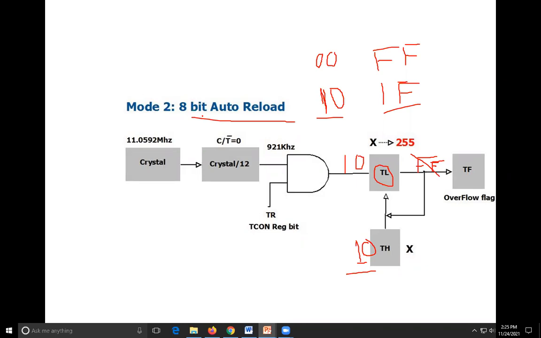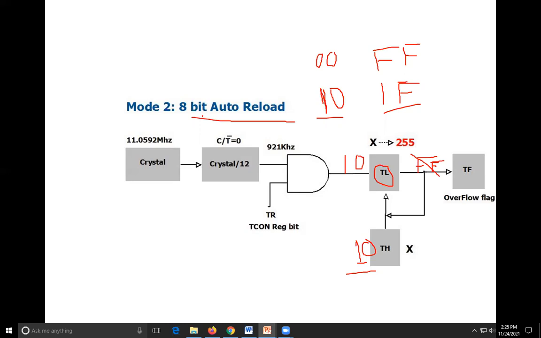So here TH contains an initial value used for the counting, and automatically it will be reloaded into the TL when one cycle of counting is completed. So it is called the 8-bit auto reload timer.